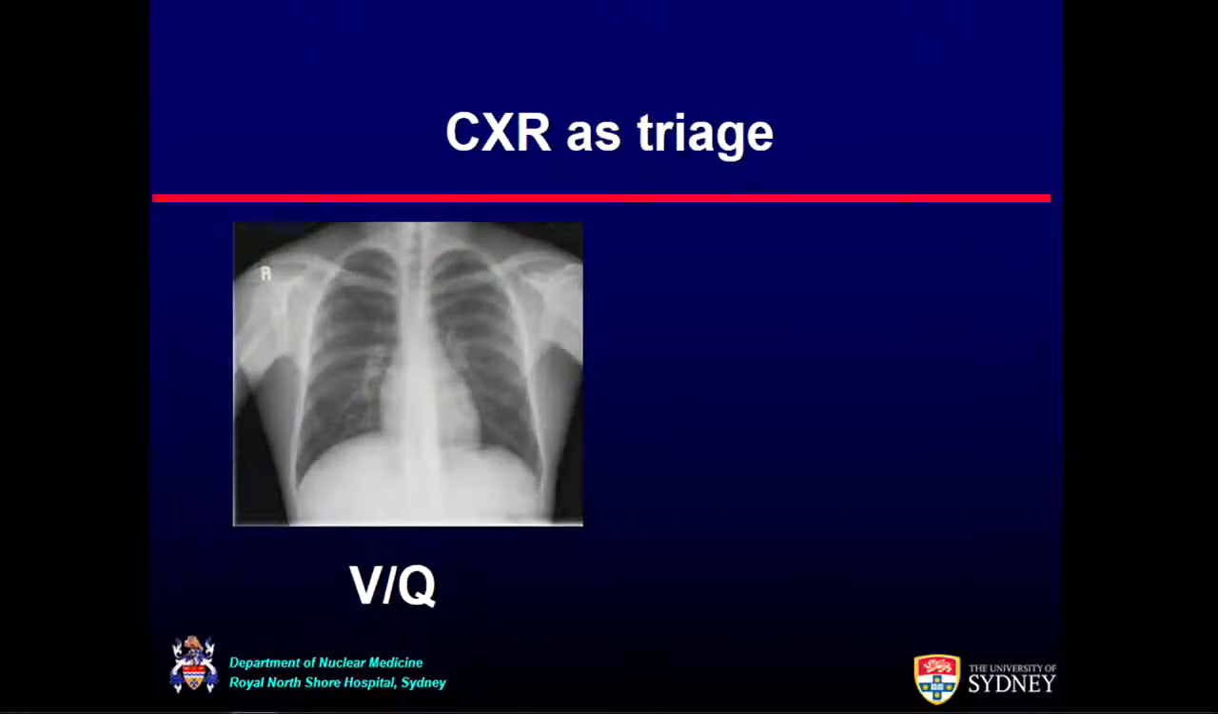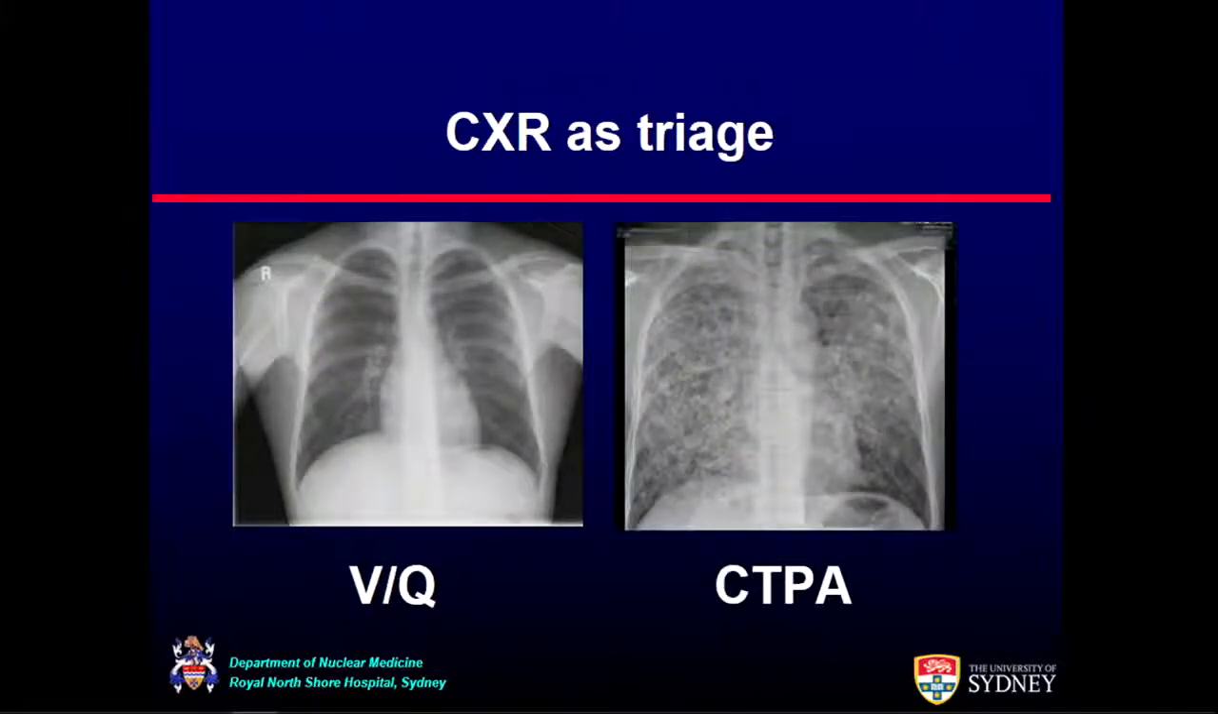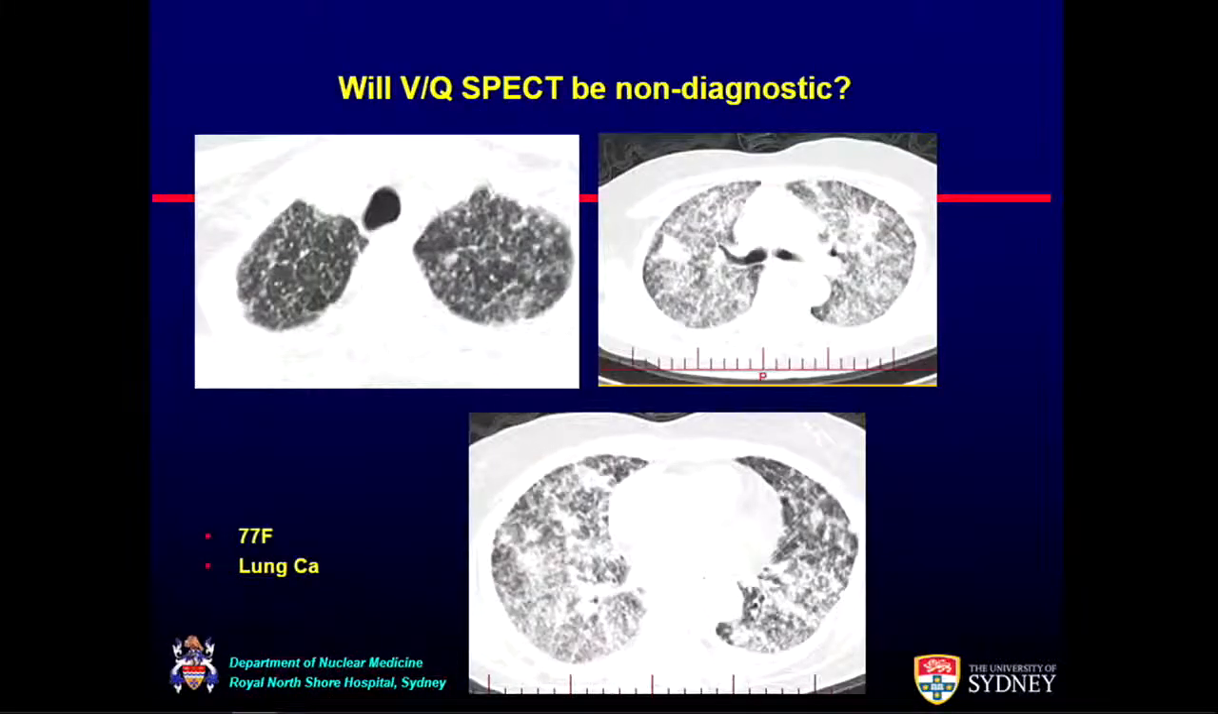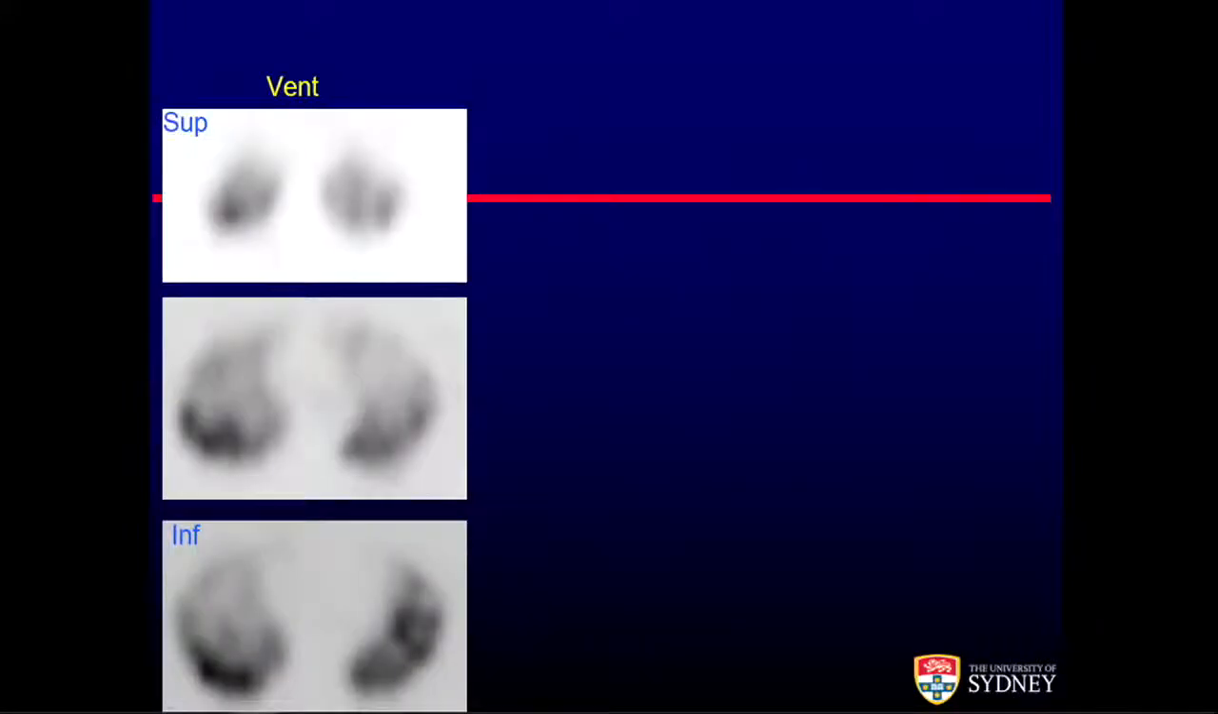It's also said we'll use the chest X-ray as a triage. So if it's a normal chest X-ray, do a VQ. If it's abnormal, do a CTPA. Would anyone do a lung scan in this patient? Yeah, Marika would. Okay, well, as it turned out, so did we. All right. It's good to have this audience participation from Marika, isn't it?